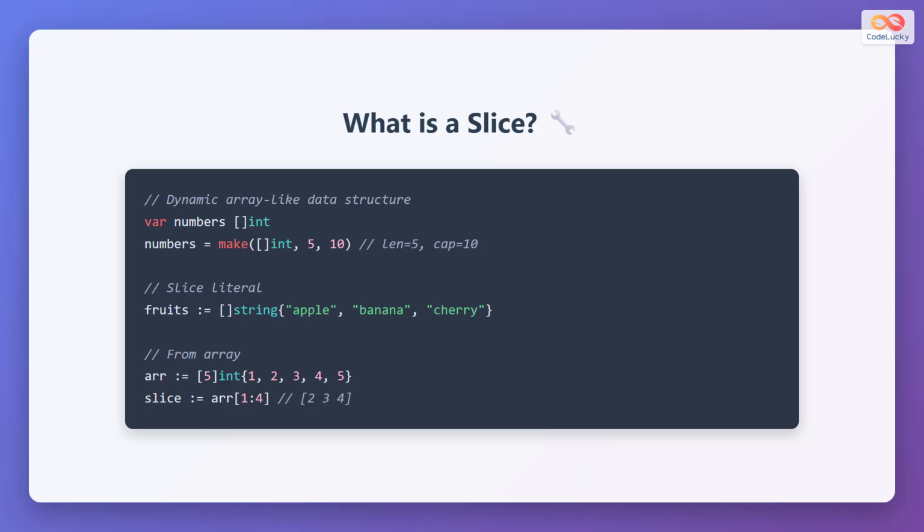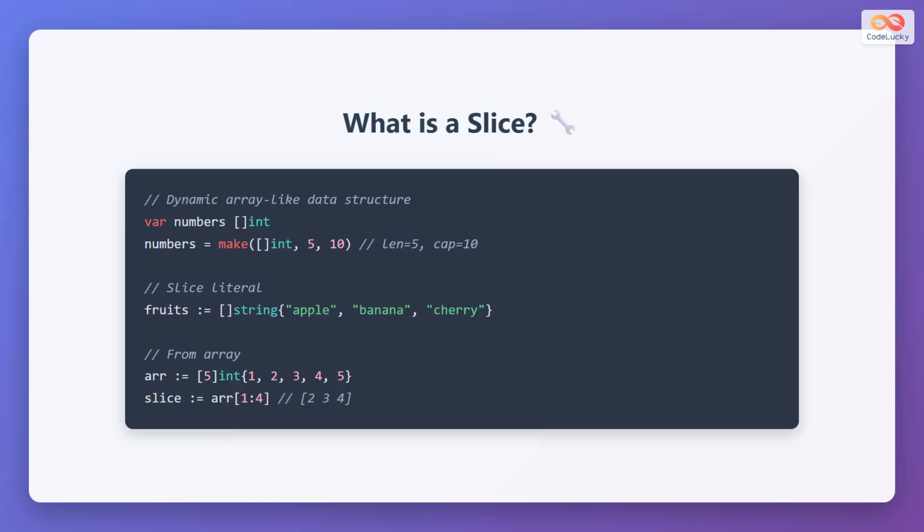We declare a variable named numbers, which is a slice of integers. Then we use the make function to initialize the slice with a length of 5 and a capacity of 10. This means the slice initially has 5 elements, but can hold up to 10 elements before it needs to be reallocated. You can also create slices using slice literals. Here, we create a slice called fruits, containing the strings apple, banana, and cherry.